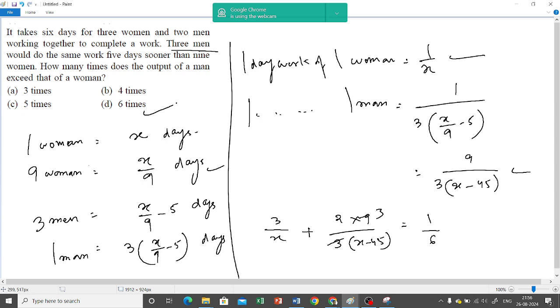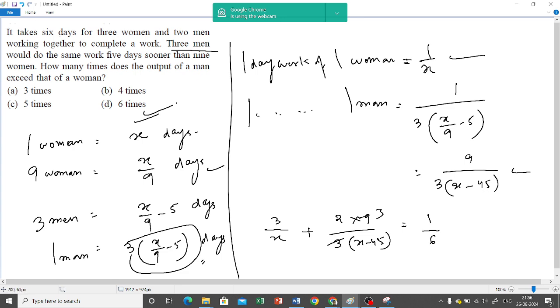Okay. So X by 9 days. Now 3 men. So 1 man can complete the work in how many days? 3 times. So 3 into X by 9 minus 5 days. So 1 day work of 1 woman. Okay, so 1 day work of 1 woman is going to be what? 1 by X days. And 1 day work of 1 man is going to be 1 by this one. Okay, that is going to be 9 divided by 3 into X minus 45.